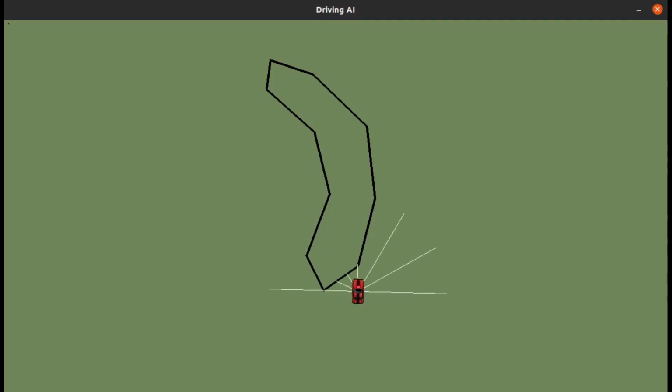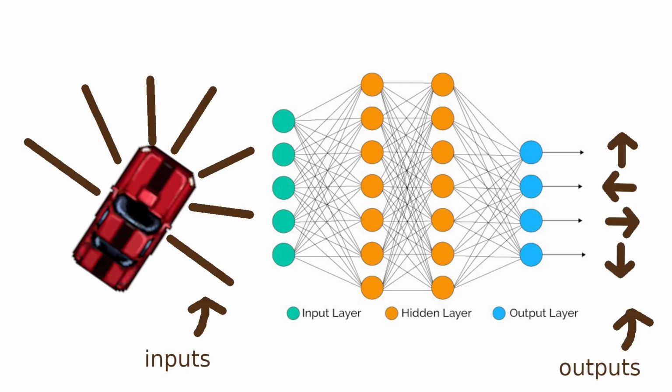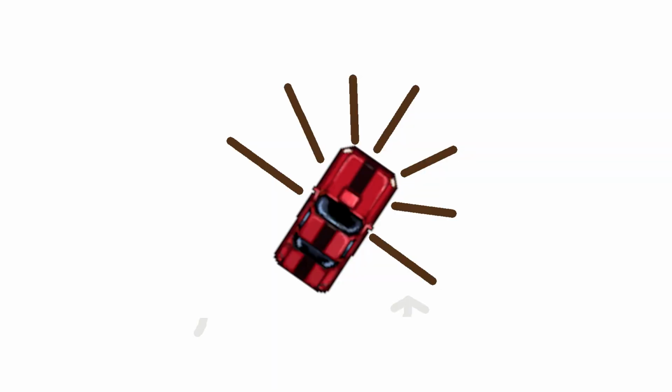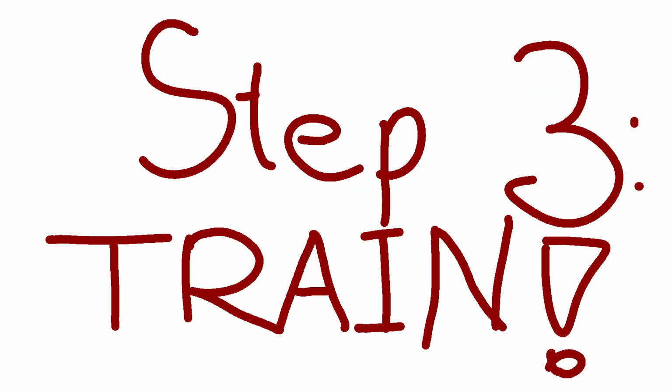So what I did next was implementing a neural network that can learn the mapping between inputs and outputs. So for example, if there's a wall up front and a wall to the right, then the neural network's output should be for the car to turn left. And now the brain is done, it's time to train!